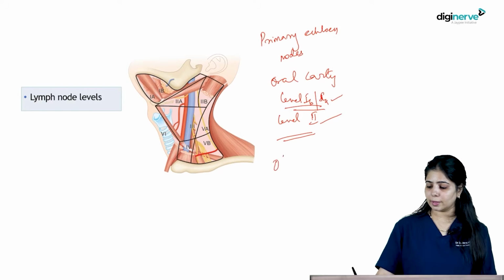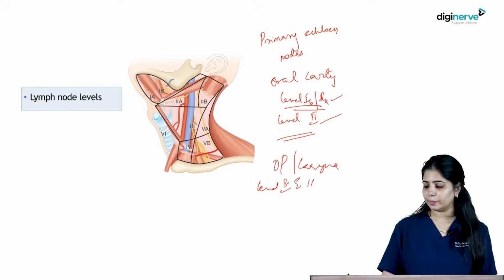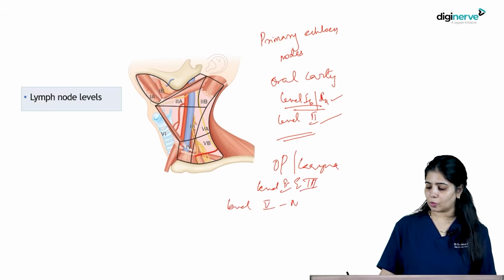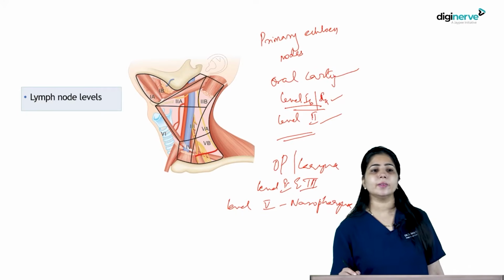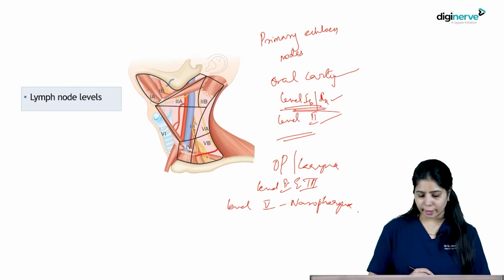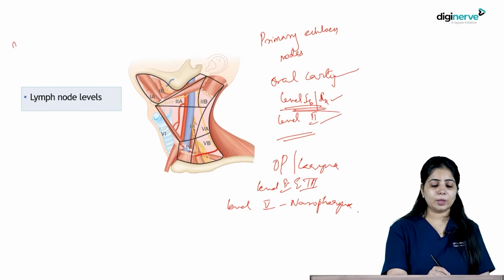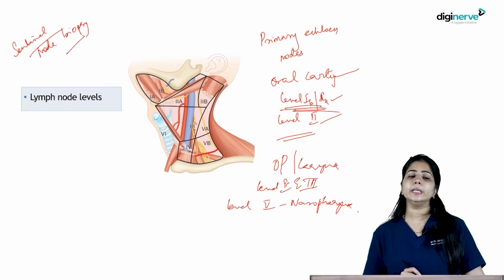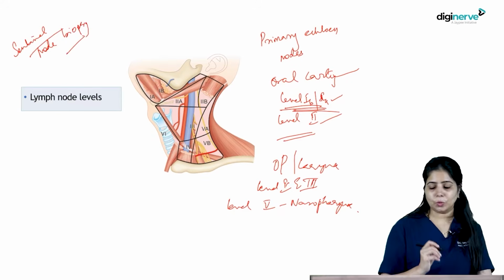In oropharynx and larynx, it is more of level 2 and 3, okay. Then level 5 will be nasopharynx. So for this session, all you want to know is in oral cavity, level 1 is the predominant primary echelon node, okay. So there are sometimes sentinel node biopsies which are done, where you find out where the lesion is primarily draining into and you remove only those lymph nodes.